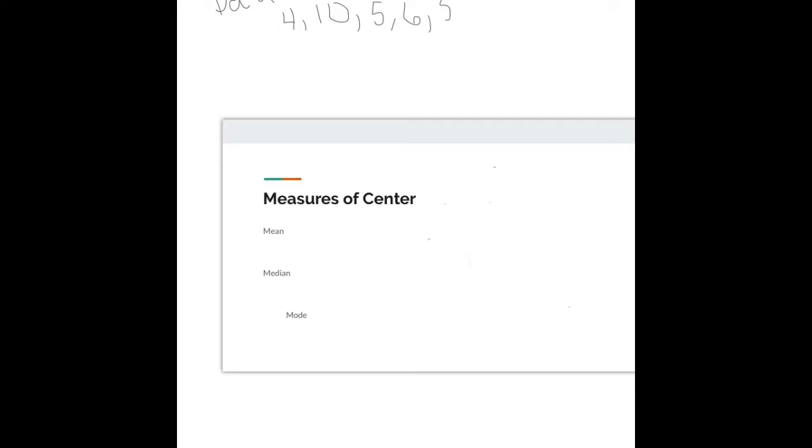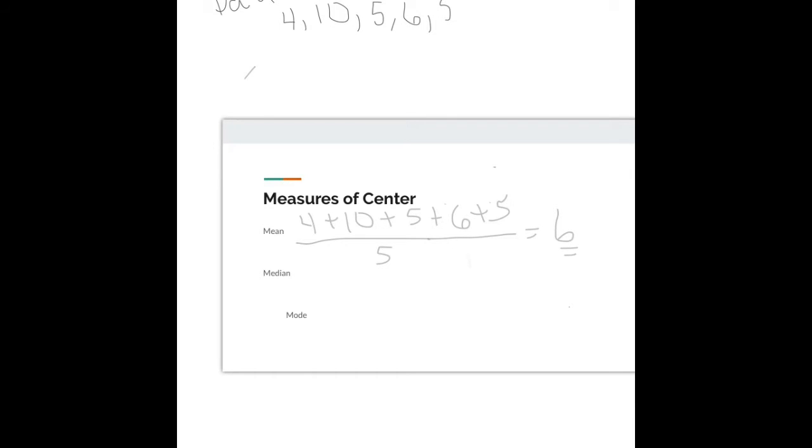So what is the mean? The mean is the average. And how do I find the average? Hopefully you've done this before in your life. You simply add the numbers together and then divide by how many there are. So in this case, if I had 4 plus 10 plus 5 plus 6 plus 5, all divided by 1, 2, 3, 4, 5, that would give me 6.